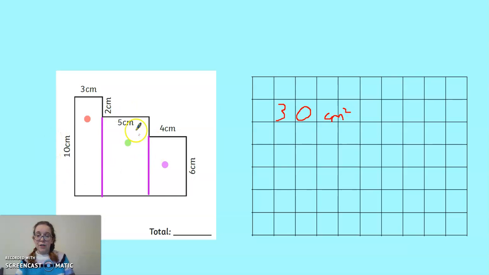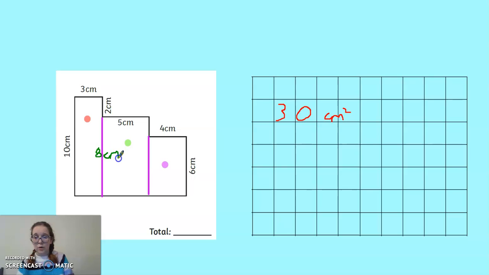Fantastic. Having a look now at the green rectangle, this is going to be a bit trickier because I don't have a measurement here. I can see that this one is missing a measurement. However, the parallel line over here is 10 centimetres. And I know that up here I've got 2 centimetres. Now, because this line is shorter than this line, I know I'm going to have to subtract 2 from 10. So 10 take away 2. This is now going to be 8 centimetres over here.